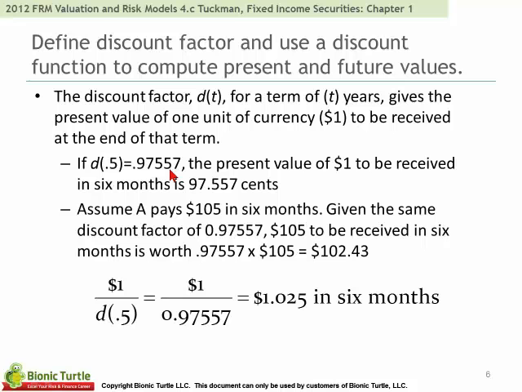It's going to be between 0 and 1. So what does this 6-month discount factor mean? It means the present value of $1 to be received in 6 months is 97.557 cents, in other words, $1 multiplied by our 6-month discount factor. And similarly, if A pays $1.05 in 6 months, given that same discount factor, we can determine that it's worth today 102.43. So it's just a number that we use to multiply that future value by to get today's value.